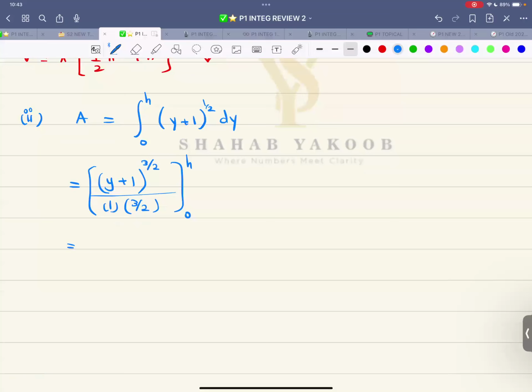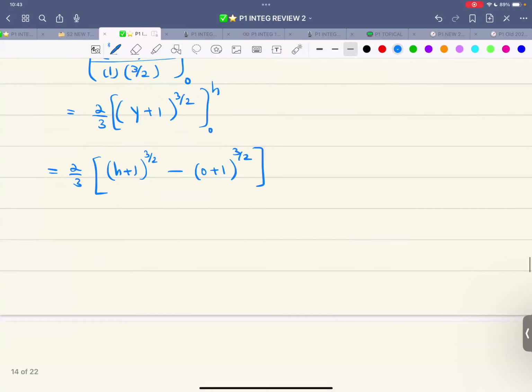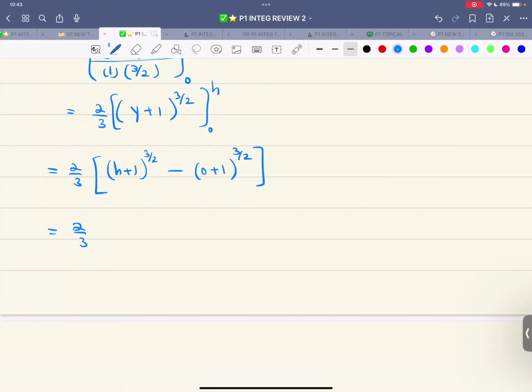So division by 3 over 2 is multiplication by 2/3. This is (y plus 1) to the power 3 over 2, and the limits are 0 and h. So this is 2/3 times (h plus 1) to the 3 over 2 minus (0 plus 1) to the 3 over 2, and 0 plus 1 is 1. So this is 2/3 times ((h plus 1) to the 3 over 2 minus 1). We can leave the answer in this form.